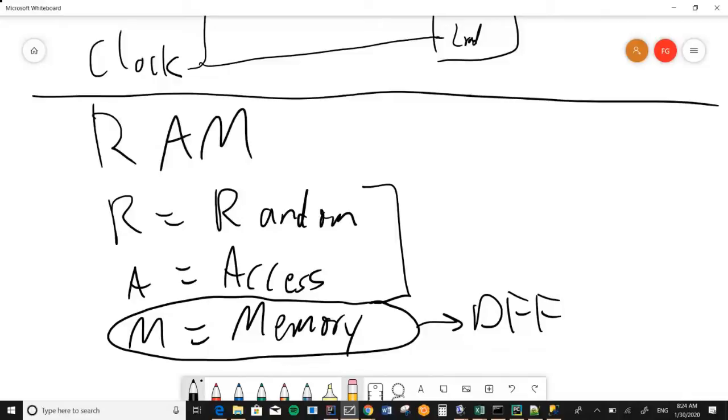The random access. We see a word like random, and we immediately have connotations of throwing dice, playing cards, Vegas.